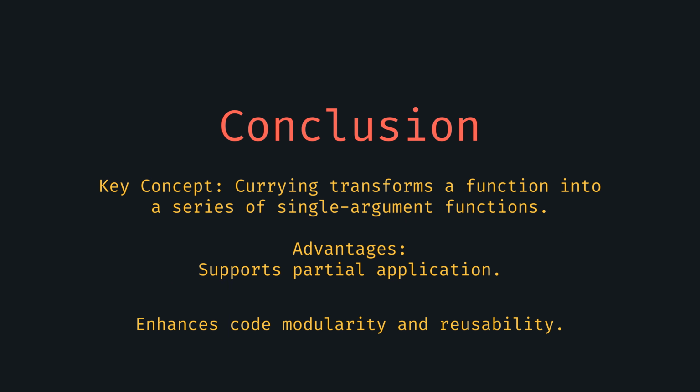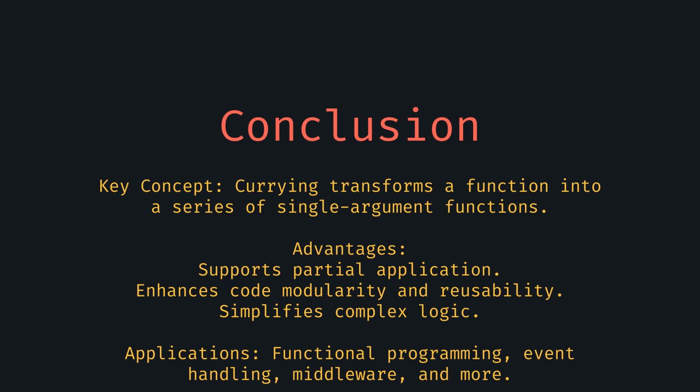To summarize, currying is a transformative technique that turns multi-argument functions into a chain of single-argument functions. It simplifies partial application, improves code modularity, and is widely applicable across different programming tasks.